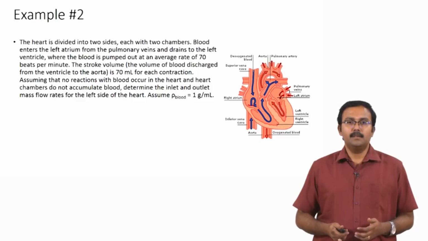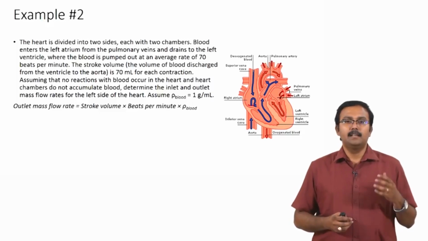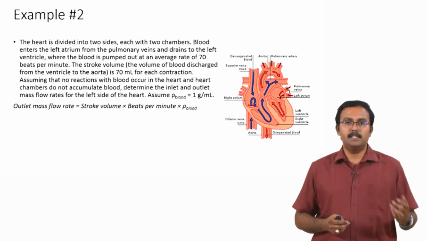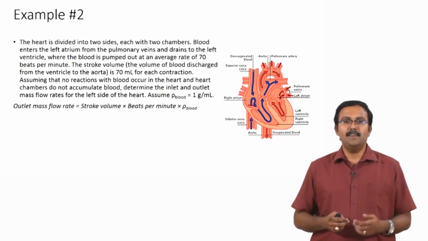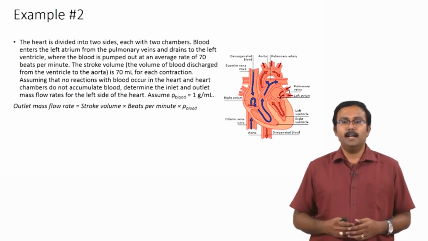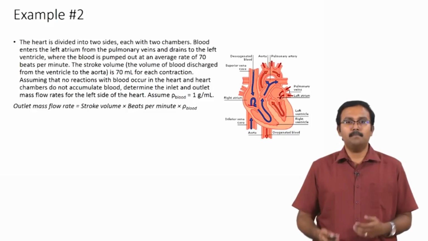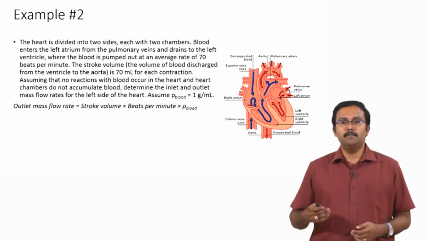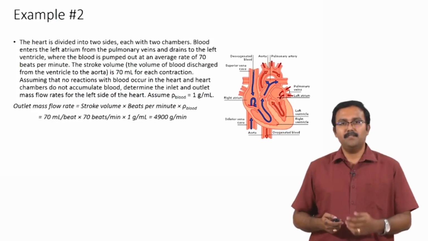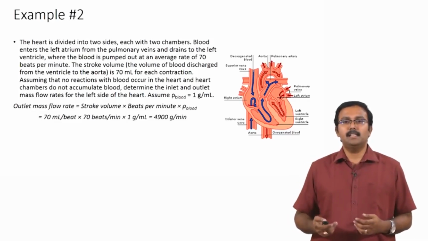So, using this we can calculate the mass flow rate for the outlet stream. It has been told that the stroke volume, which is the volume of blood which is discharged from the ventricle to the aorta, is 70 ml per beat. So, using this we can calculate the volume of blood which is pumped out per minute and then convert this volume to the mass of blood which is pumped out from the heart per minute. Outlet mass flow rate is equal to stroke volume times beats per minute times density of blood, which is 70 ml per beat times 70 beats per minute times 1 gram per ml, giving you a mass flow rate of 4900 grams per minute.